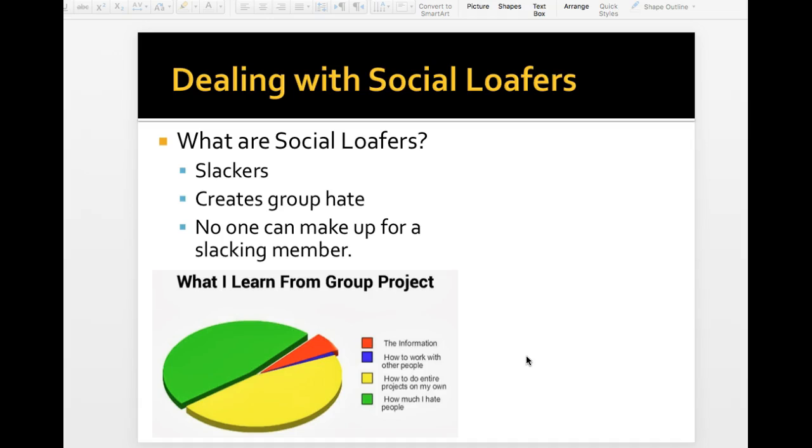You'll run into this a lot, like in college study groups or things like that. You'll really have to deal with social loafers. Know that no one can really make up for a slacking member. It's really frustrating. You can compensate, but it's still going to really impact the group itself.